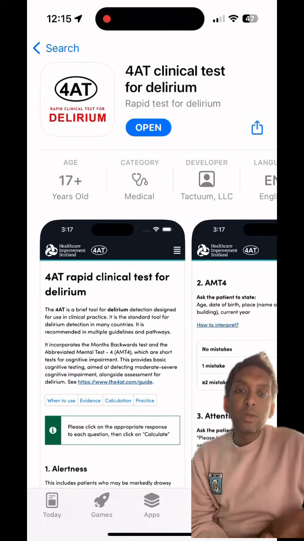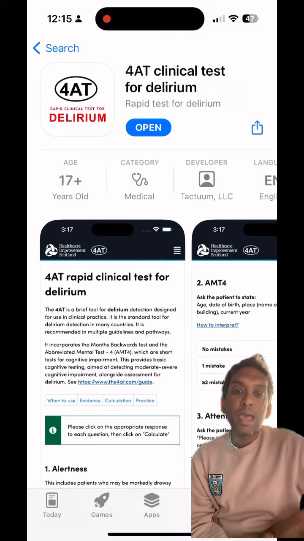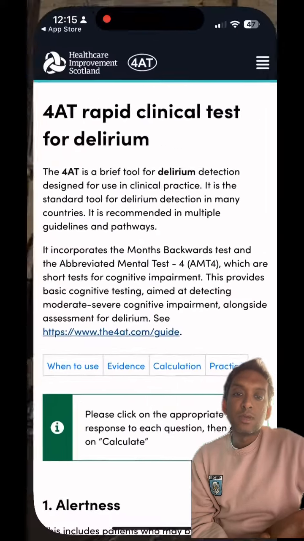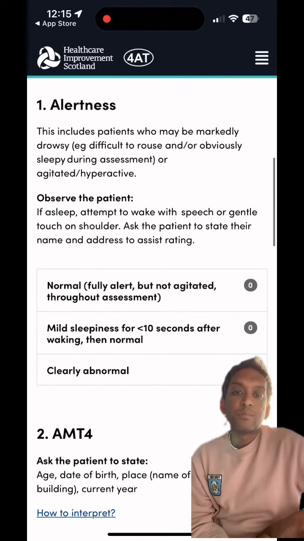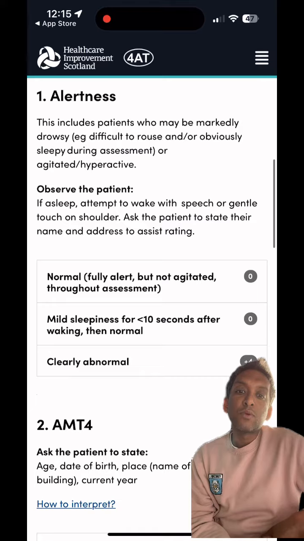What is the best screening tool for delirium? Well, it's the 4AT. This is recommended by NICE and can be performed by any health or social care professional. It takes less than 2 minutes to do, doesn't require any specific training, and is now available as an app. The 4AT stands for the 4 A's.